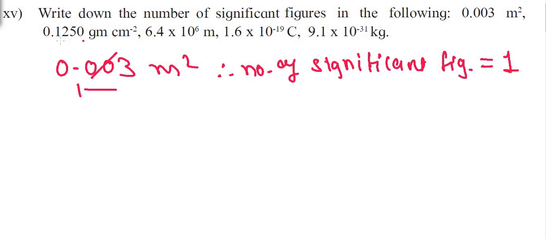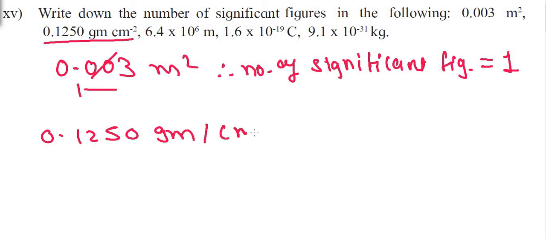Next is 0.1250 gram per centimeter square. Now the 0 at the end is considered to be significant. So the number of significant figures over here is equal to 1, 2, 3 and 4.